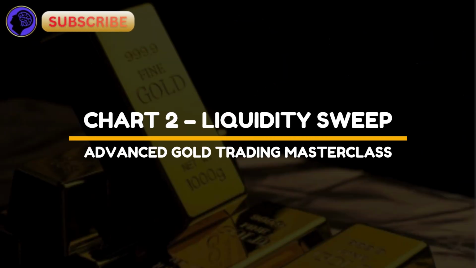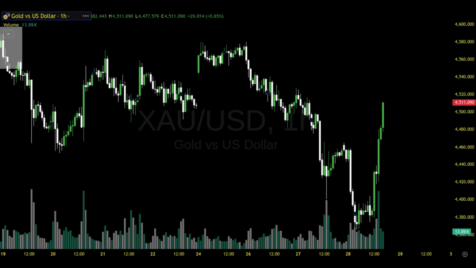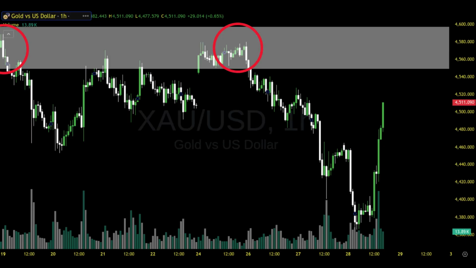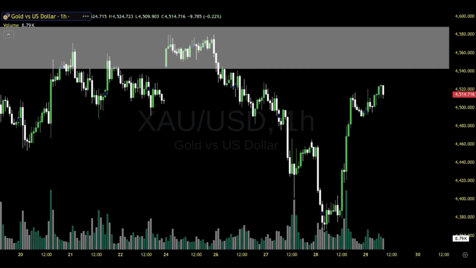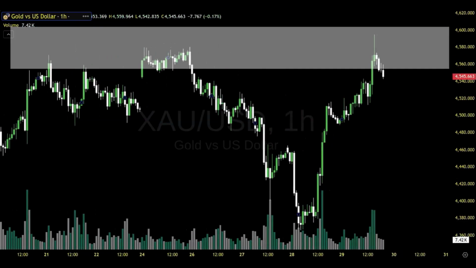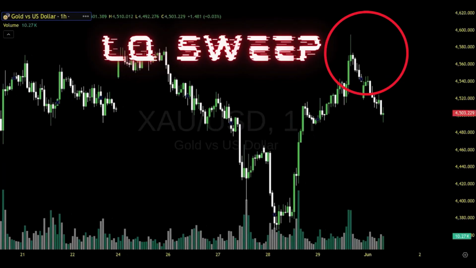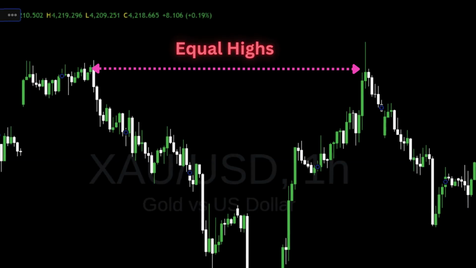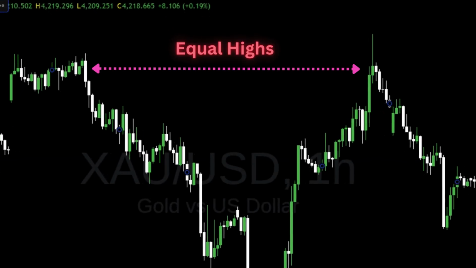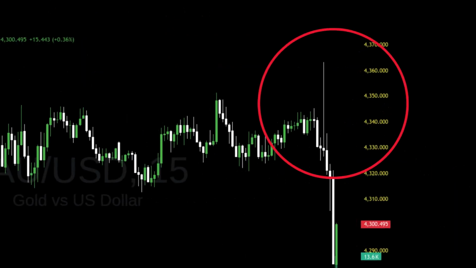Chart 2, Liquidity Sweep. Let's look at another example. Notice these equal highs again. Many traders expect a breakout. Price moves above the highs. Buyers enter. Stop losses from sellers are triggered. Everything looks bullish. But then something interesting happens. Price immediately reverses. And gold starts moving lower.